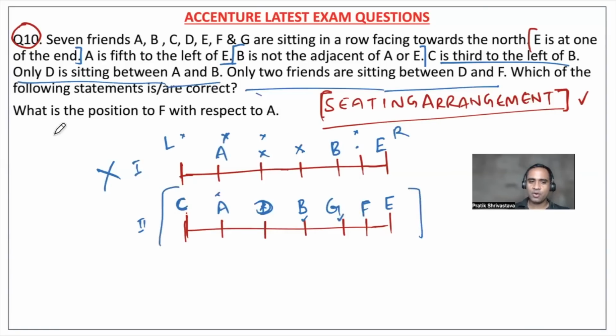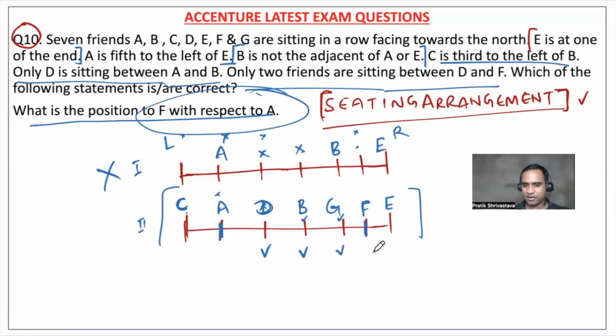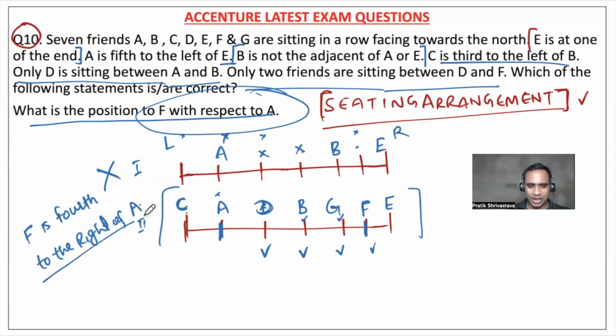Now they're asking, what is the position of F with respect to A? So the position of F with respect to A is here. First right, second right, third right, fourth right. So F is fourth to the right of A. And that becomes our correct answer.